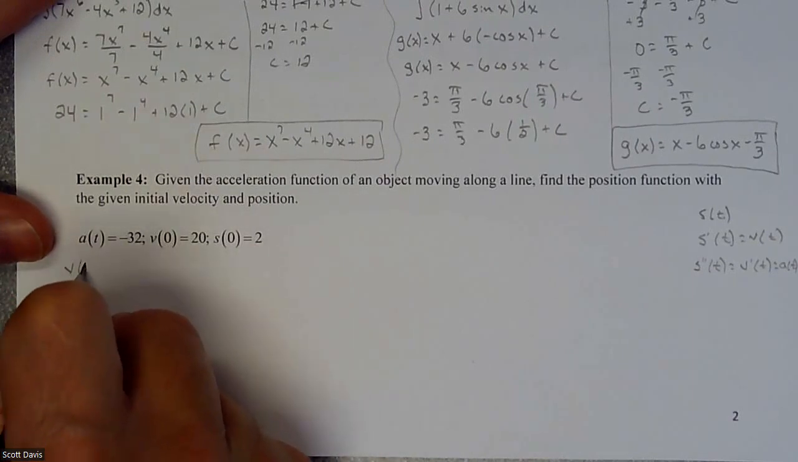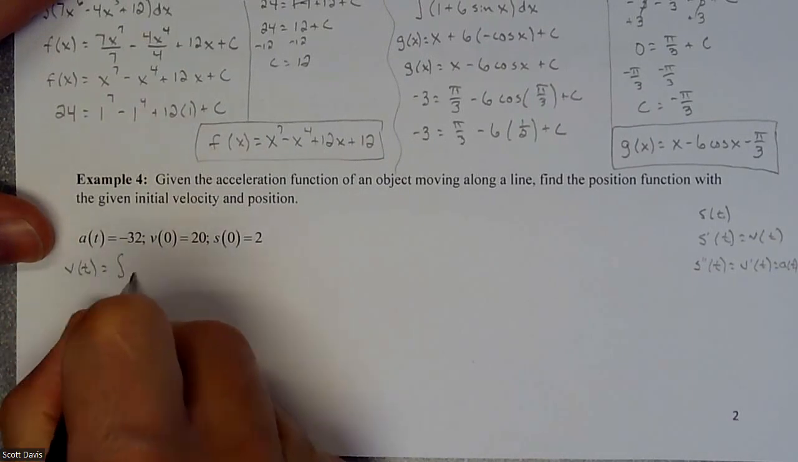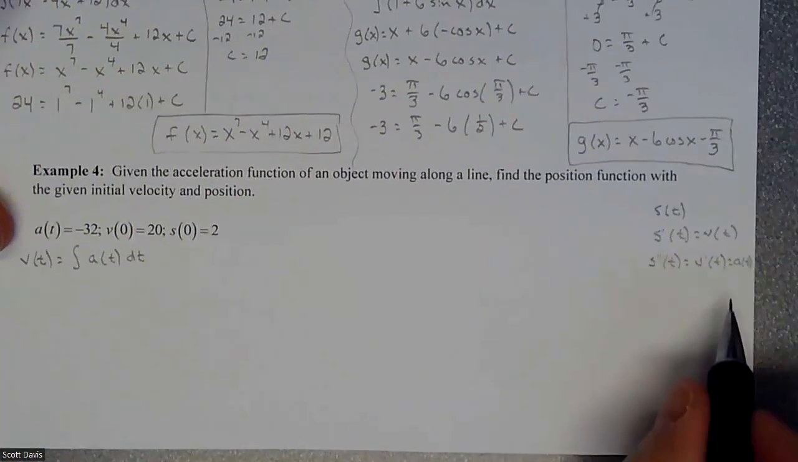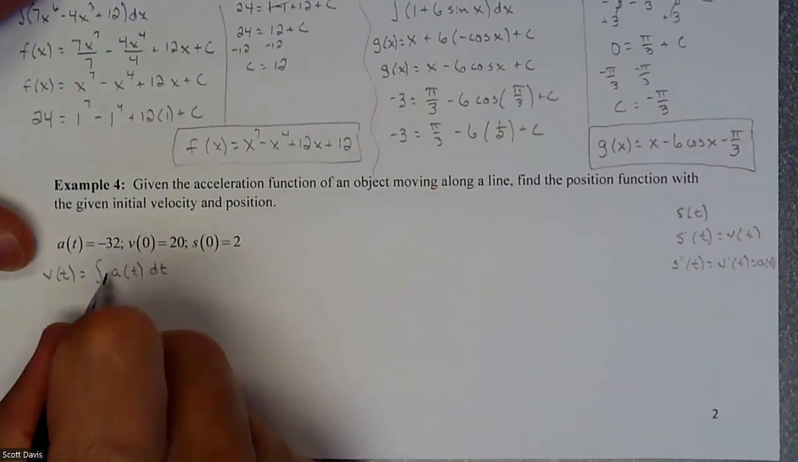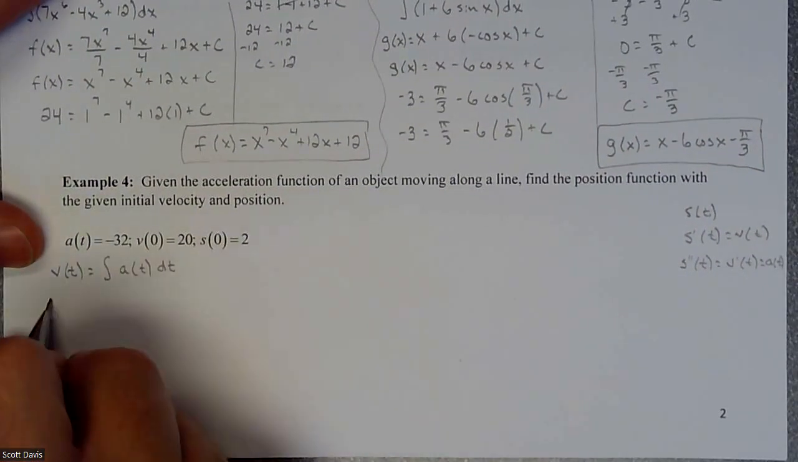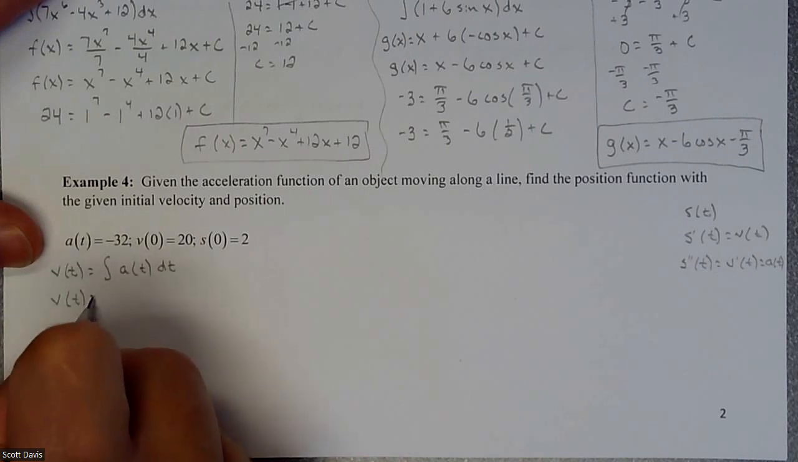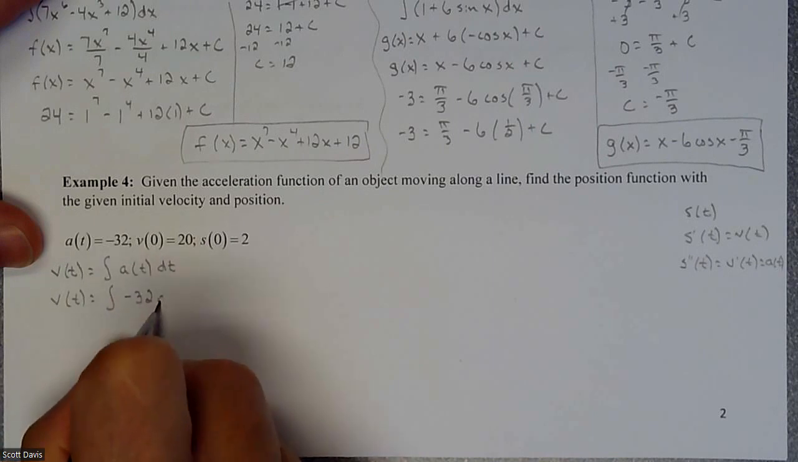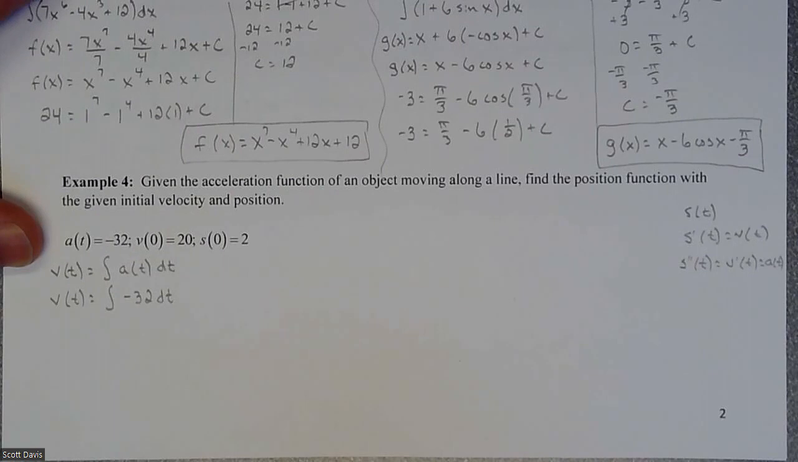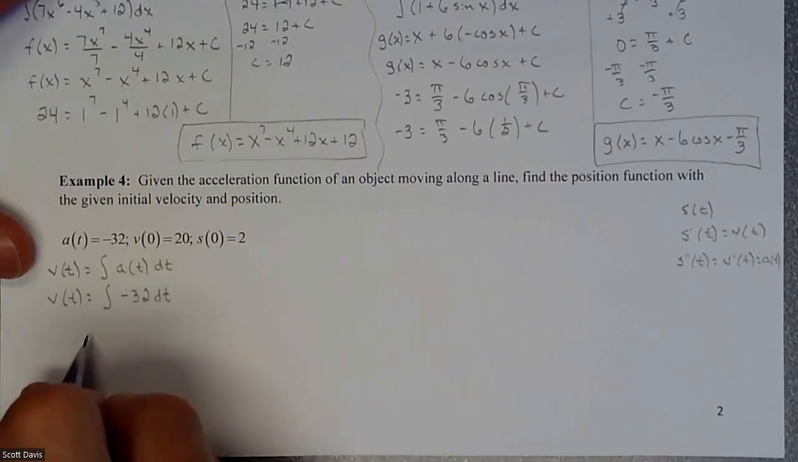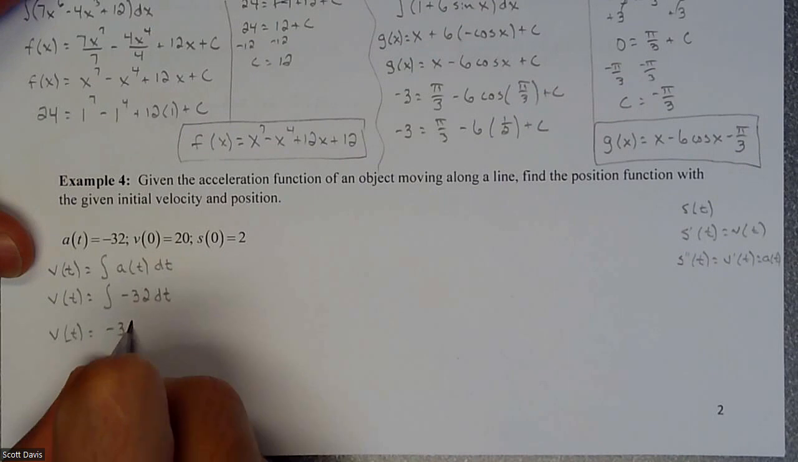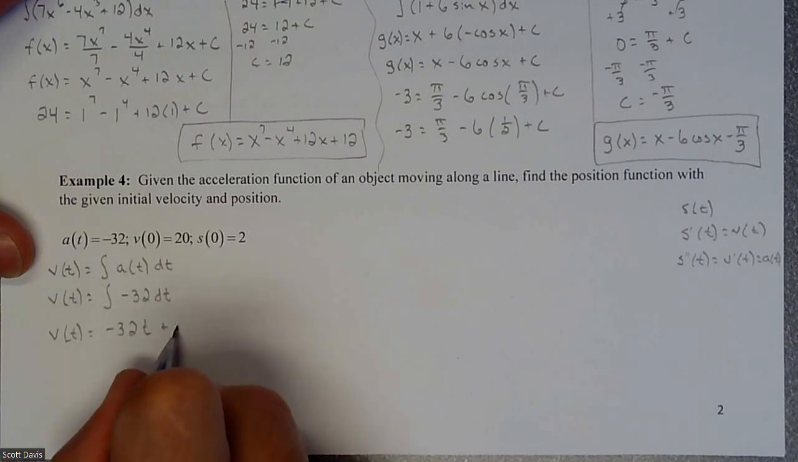So if we have an acceleration function, our velocity function is going to be the integral of our acceleration, right? Because we're going to go here and we're going to go back. So we have to do the antiderivative to make that happen. So let's fill in what we know. We know that we are about to do the antiderivative of negative 32 dt. Okay, so the antiderivative of that is going to turn into our velocity function. And we're going to have a negative 32t plus c.